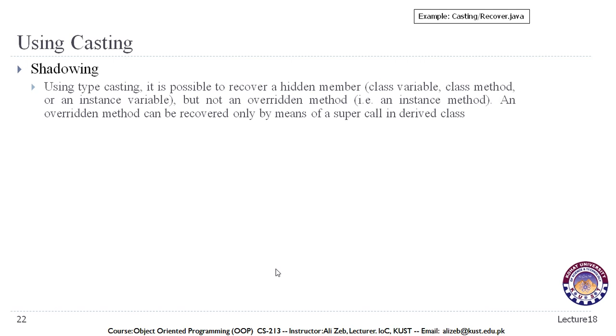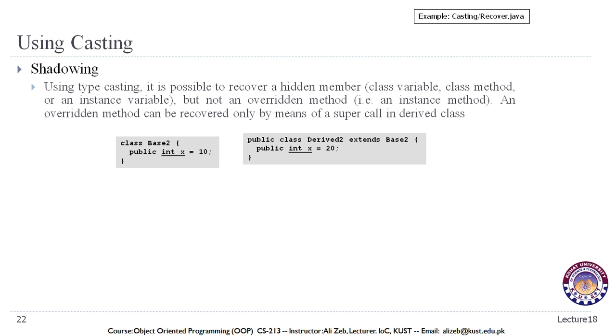Using typecasting, it is possible to recover a hidden member, class variable, class method, or an instance variable, but not an overridden method, an instance method. An overridden method can be recovered only by means of a super call in the derived class. We have seen previously how we can access the overridden method. If we are using method overriding and we have the same methods in a superclass and a subclass, and you want to access the method of the superclass, then you can do that by using the super call, using the super keyword: super dot and the name of the method.